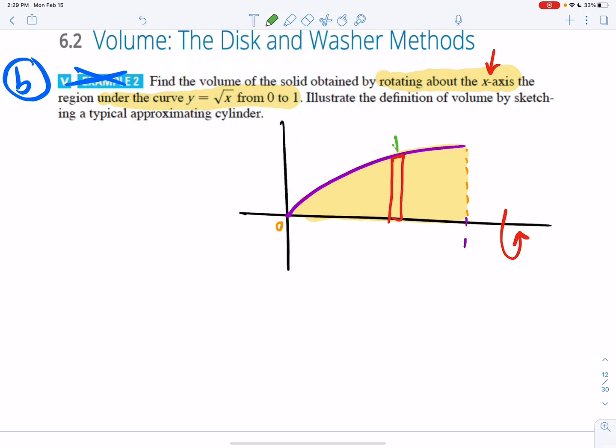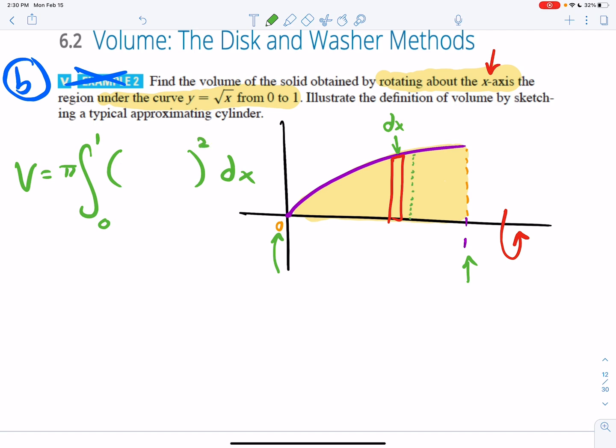That vertical rectangle tells me that I will integrate with dx. Perfect. V equals pi integral of something dx, right? I know that I'm going to go from 0 to 1 because that's where the region starts and stops. Pi radius squared. The radius is determined by this height right here, which is our function, the square root of x. Because when you're going from the x-axis up, it's always going to be the function, right?